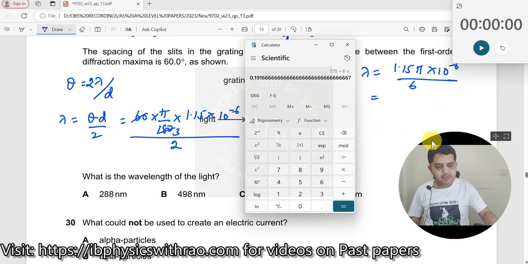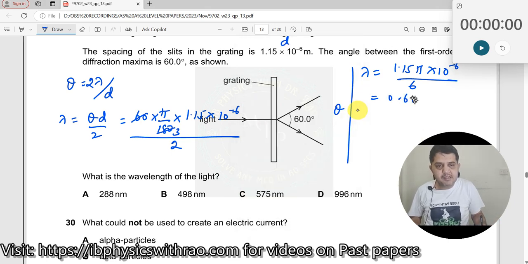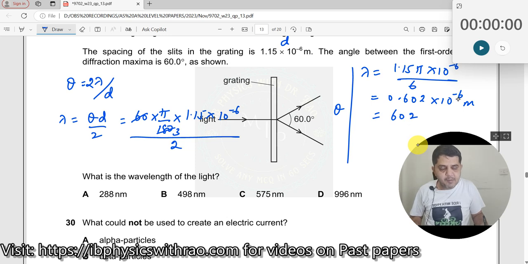So 1.15 × 3.14 divided by 6 will be 0.601 or 0.602 × 10^-6 meters. This should be nearly equal to 602 × 10^-9, that is 602 nanometers. Which option is closer here? 575 is closer. C should be the right answer.